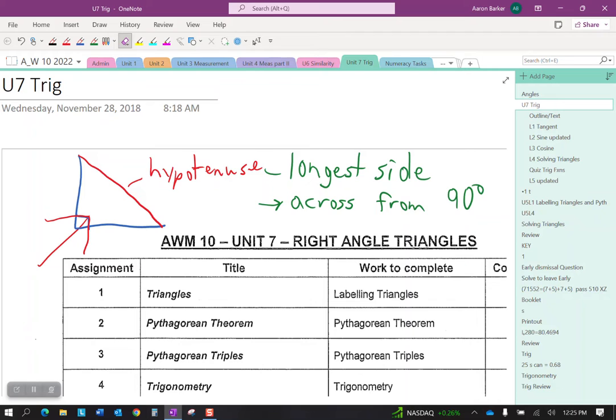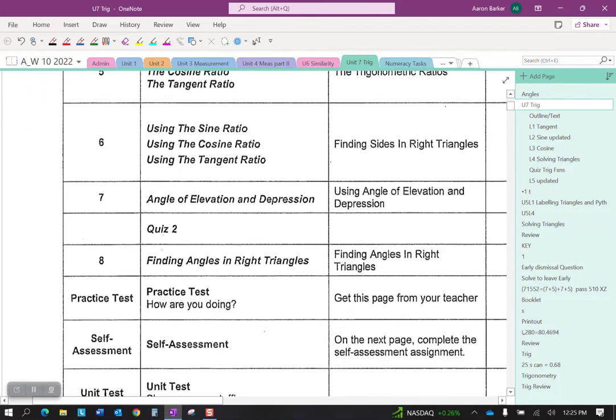Okay? So what we're going to look at today is labeling triangles, and then we'll get into the Pythagoras theorem in a second. Labeling triangles. Turn the page over.